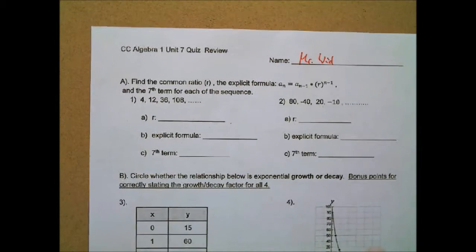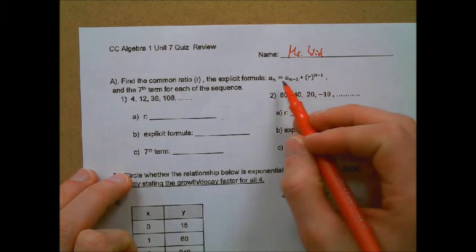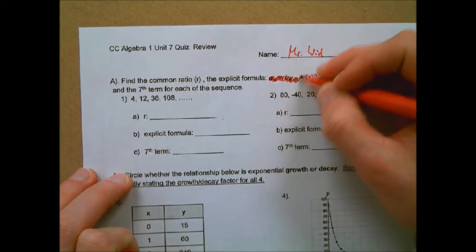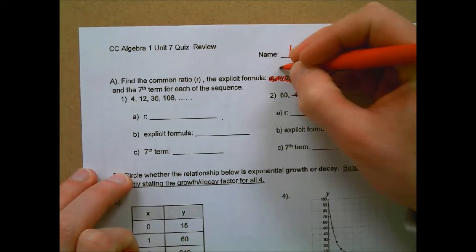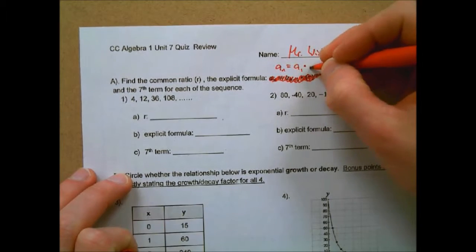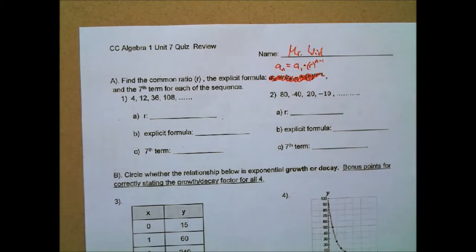So, number one, the first thing we talked about in this unit was geometric sequences, and writing the formula for a geometric sequence. Now, this formula here is actually not quite right, so I'm going to scratch this out. I noticed this yesterday when I was helping some folks after school with tutoring. It should be a sub n equals a sub 1 times r to the n minus 1. It had a sub n minus 1 there, so that was off a little bit.